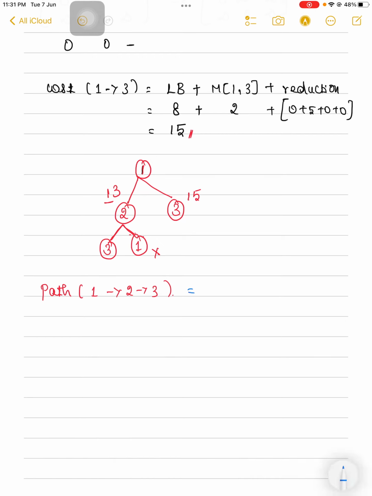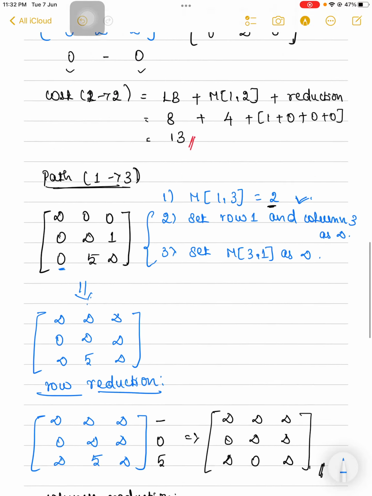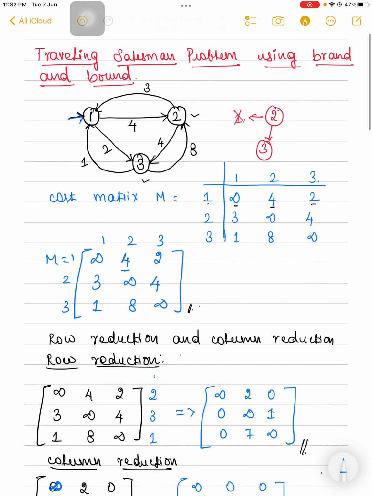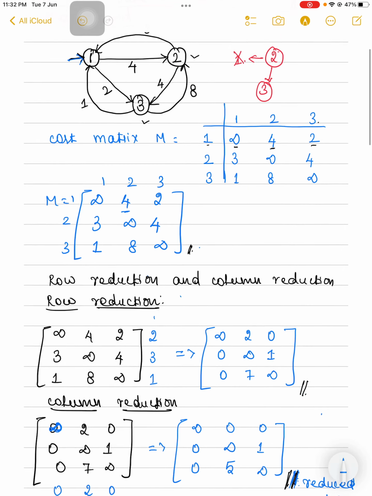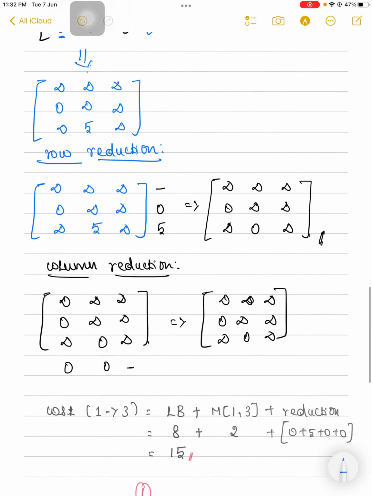The very first step: we are supposed to identify 2 to 3. From 1 to 2 we have already computed, and from here we are just going to move to vertex 3. So the very first step is, from the original cost matrix, fetch the value of 2, 3. This is our original cost matrix. From 2 to 3, the original cost matrix value is 4. So write 4 here.